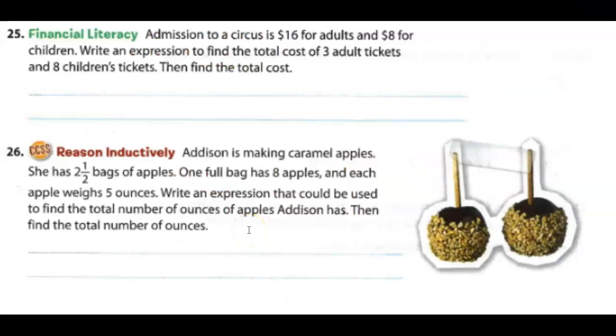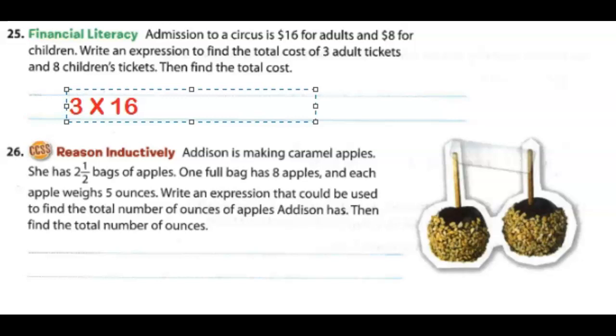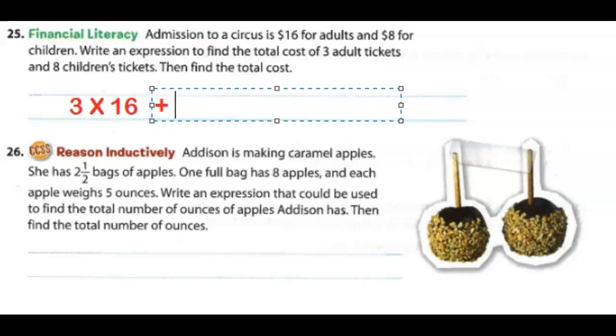All right, 25 says the admission to a circus is $16 for adults, $8 for children. So write an expression to find the total cost of 3 adult tickets and 8 children's tickets. So we know each adult ticket is $16, right? There's 3 of them, so that means I'm going to say 3 times 16, right, to figure out my adults. But I also have to add that to how many children tickets are there? Well, they're $8 each, so $8 times 8, for children, right? There are 8 of them.